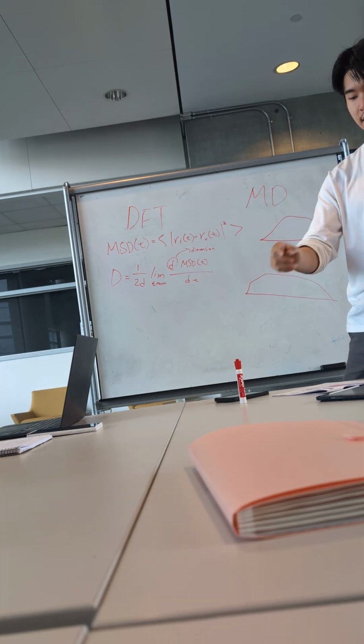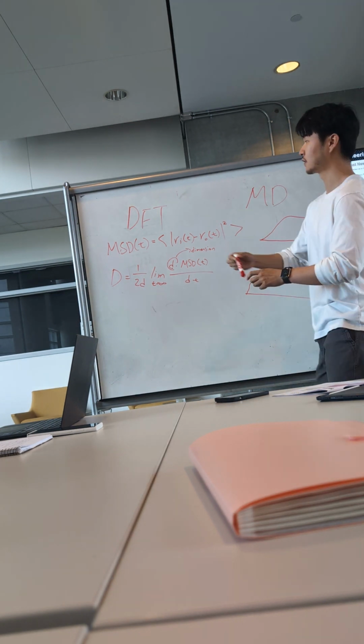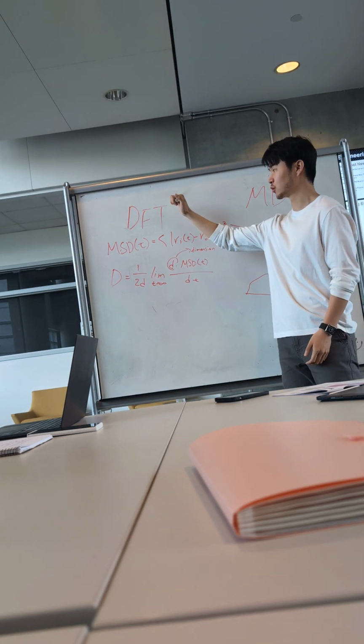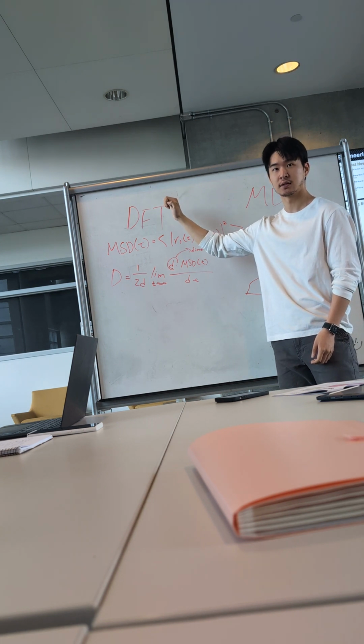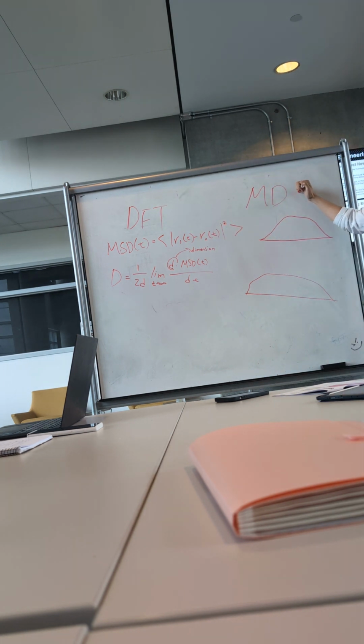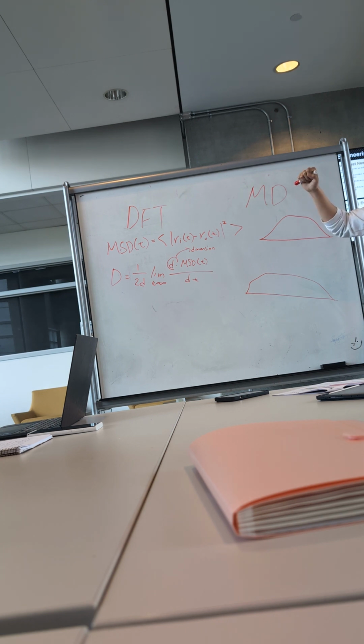So, one thing I need to tell you guys: in DFT, the smallest unit in the simulation is the electron. In MD, the smallest unit is the atom. So in MD, we don't think about the electrons. We only think about the movement of the atoms. And there's no bond forming or breaking in MD. We just look at how atoms or molecules interact with each other and how they're going to move around.